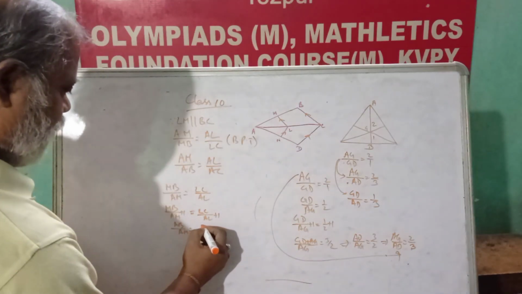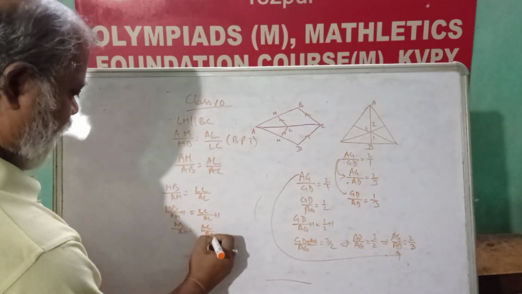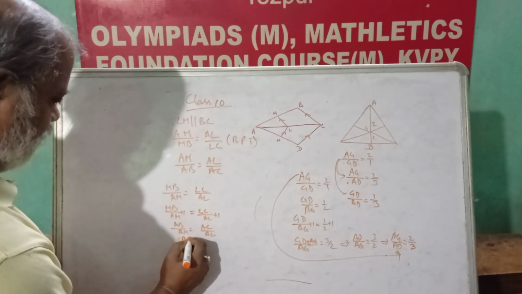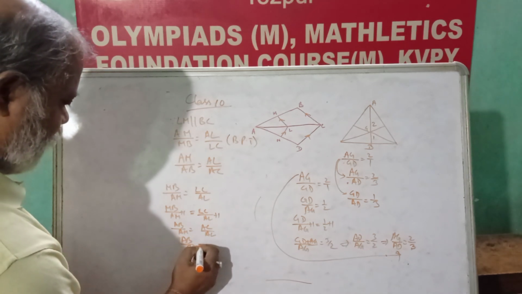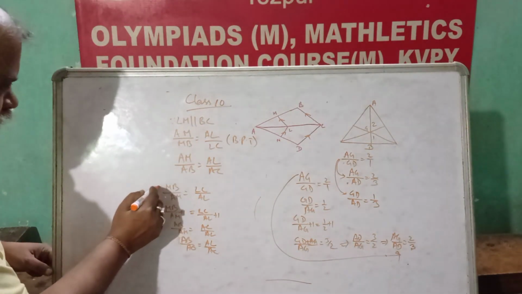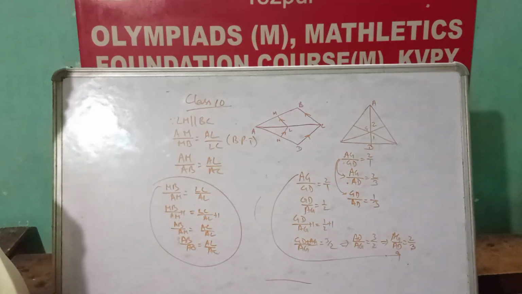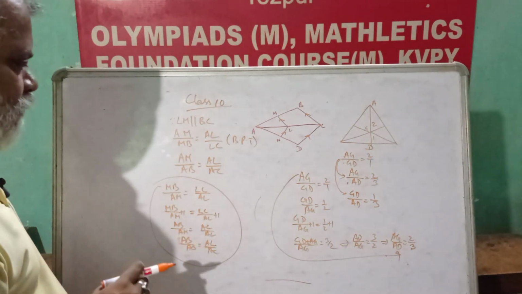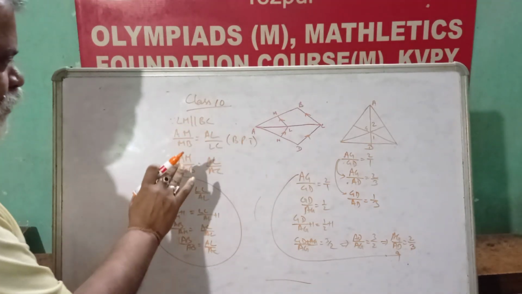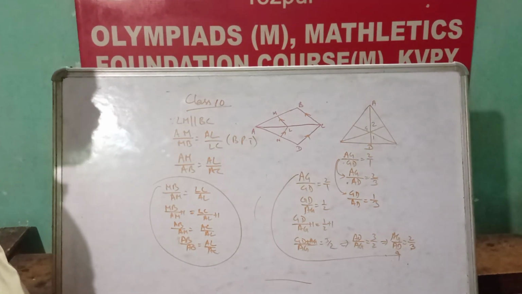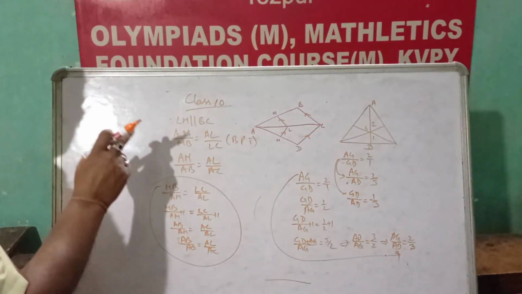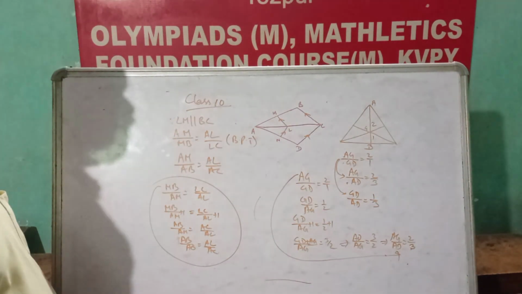LC plus AL will become AC by AL, and after that you invert it, this becomes AM by AB, that is equal to AL by AC. You need not go through this process, because you go through it only when you have to prove that this is equal to this. In the book it has been given because they want to move from this stage to this stage.